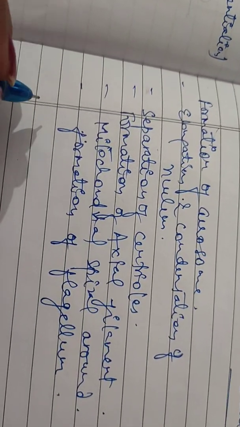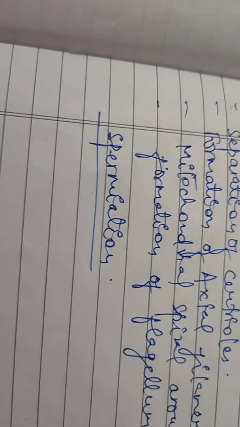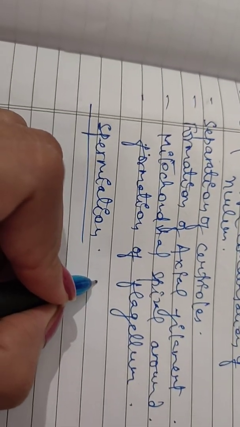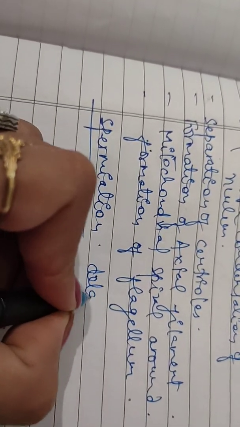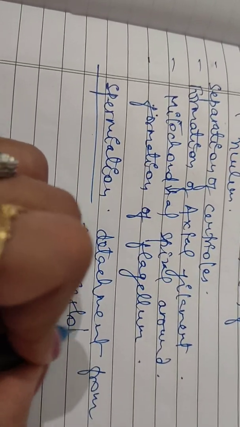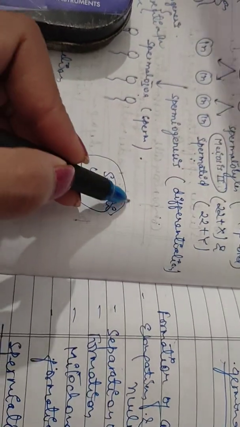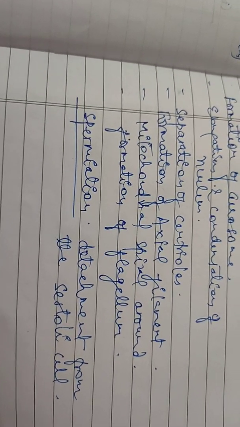There is another process which is known as spermiation. There is a difference between spermiation and spermiogenesis. After the maturation of the sperm or spermatozoa, it detaches from the Sertoli cells. Detachment from the Sertoli cell. So the point to be remembered: spermiogenesis occurs when the cells are attached to Sertoli cells, and spermiation occurs when there is detachment of the spermatozoon from the Sertoli cells.